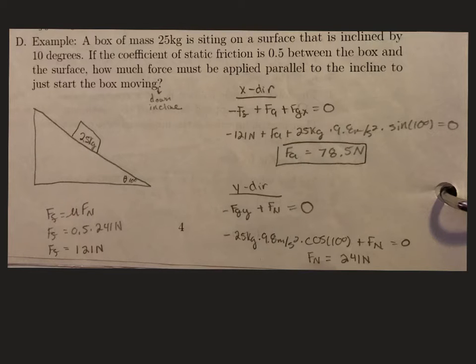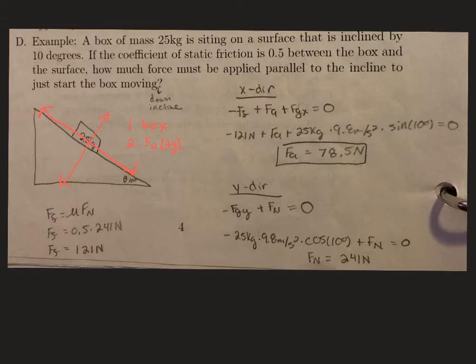Alright, so since we want to apply a force to the box, we probably should sum forces on the box. So for step 1, we're going to look at the box. And step 2, we need to identify our forces. So the box is sitting on a surface, so we have the force normal on the box. And remember, we're rotating our coordinate system, so this is our y direction, and this is our x direction. Let's see, what else do we got?